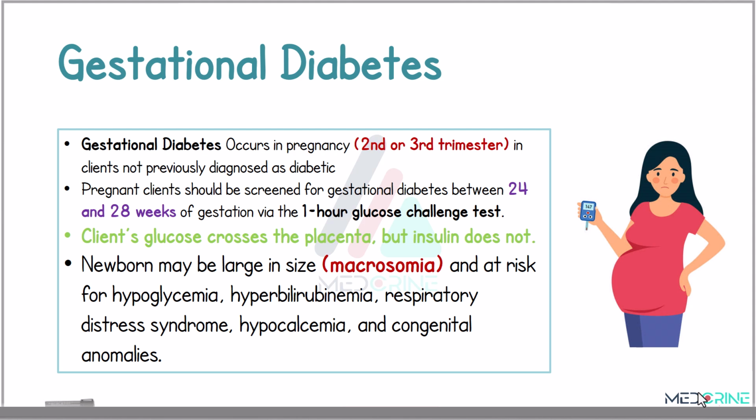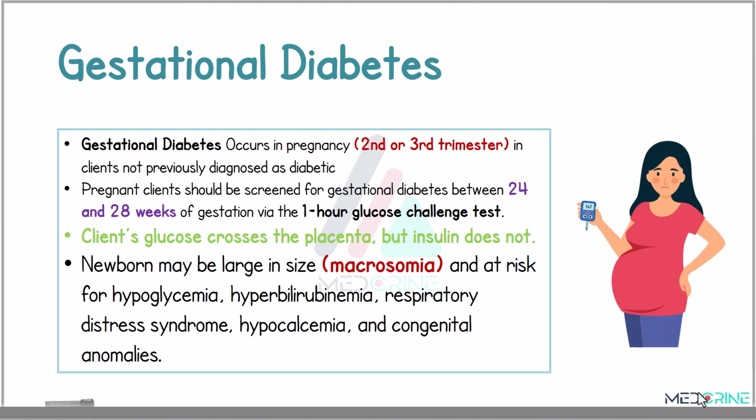Gestational diabetes occurs in pregnancy, usually in the second and third trimester, in clients who do not previously have diabetes mellitus. Pregnant clients should therefore be screened for gestational diabetes between the 24th week and 28 weeks of gestation through a 1-hour glucose challenge test.